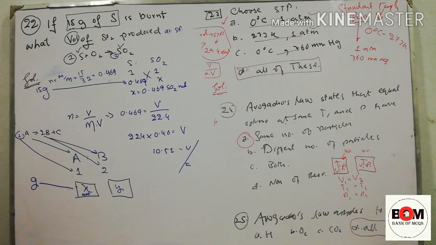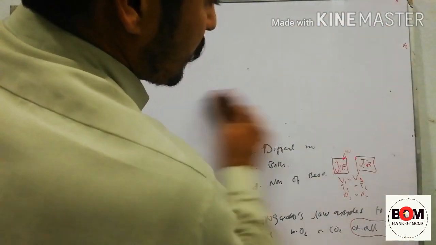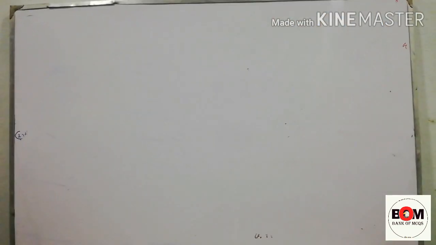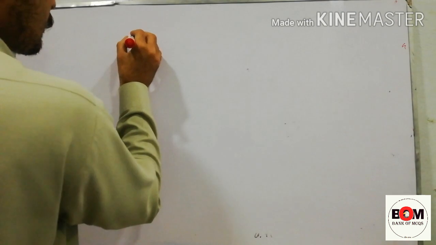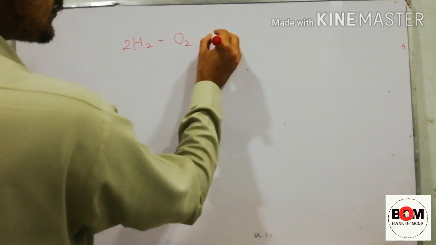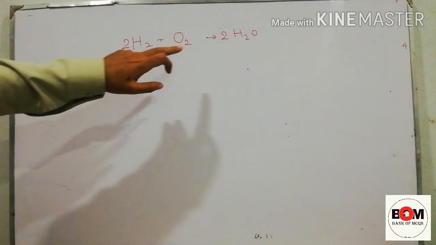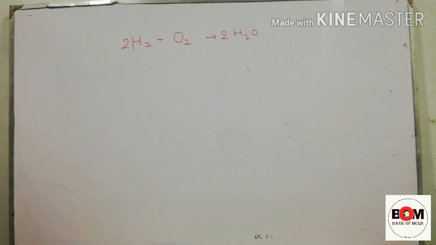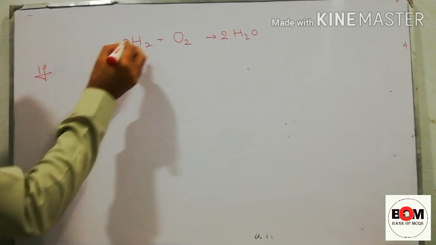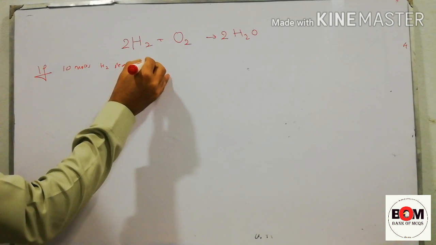Once again, I want to try it because it is a little bit confusing. For example, for H2 and oxygen, that is most important. 2H2 plus O2 gives us 2H2O. So if they give us hydrogen and ask for H2O, what will you do? So if the question is, if 10 moles of hydrogen react, find H2O.